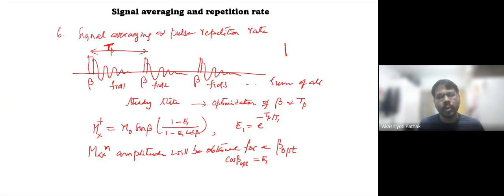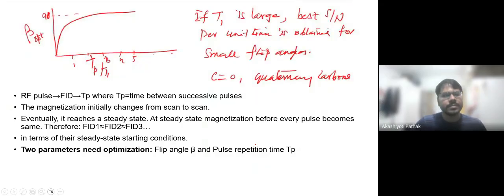So maximum amplitude will be obtained for a beta equal to beta optimum, when cos beta optimum is equal to E1. This is what I was trying to explain. When you apply a particular RF pulse and then capture the FID, and then wait for a time denoted by TP. So TP is basically the duration between two consecutive RF pulses, the time between successive RF pulses, and this TP should be optimized.